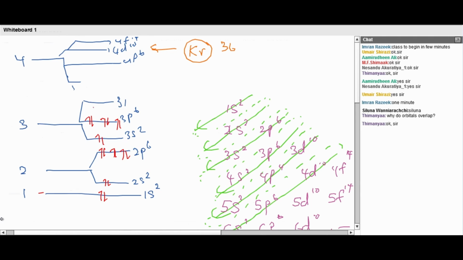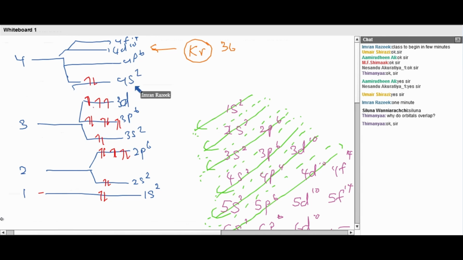So this is the 3d, and you have the 4s. So the 4s level goes to the higher level, and 3d becomes lower. So this happens after electrons are filled, right?